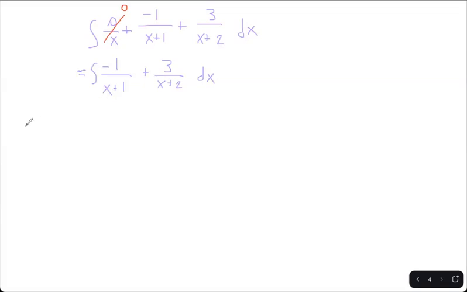Okay. So taking the integral, we can take this integral separately. So we can color code it real quick. So first, let's do the integral of negative 1 over x plus 1 dx.